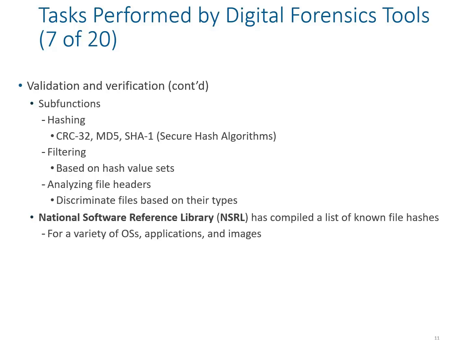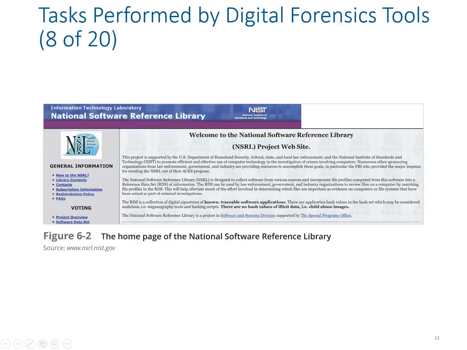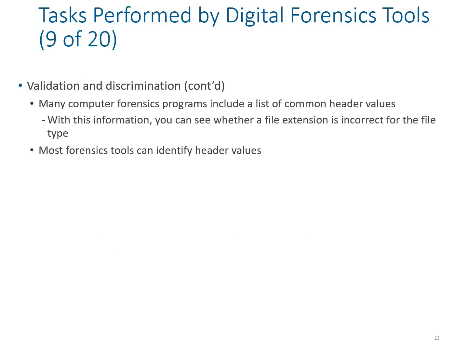So based on the hash value sets, we discriminate the files. Then we have the National Software Reference Library, where we have all the basic information about the hash codes and even the software which we can use in a specific kind of analysis. Not every time will you have to conduct analysis on a PC or a server. It could be a tablet, a mobile phone, or any different kind of storage medium. So here you can find lots of information about the device and what kind of analysis you'll be conducting on it.